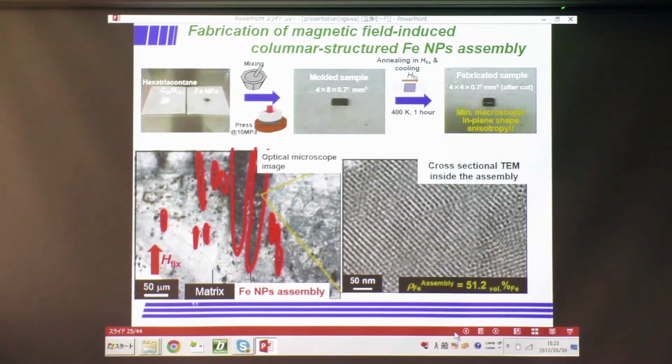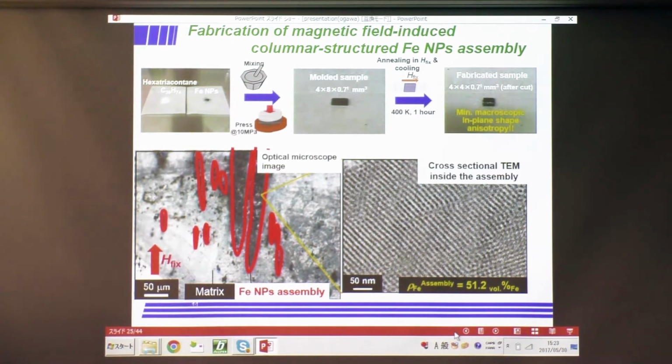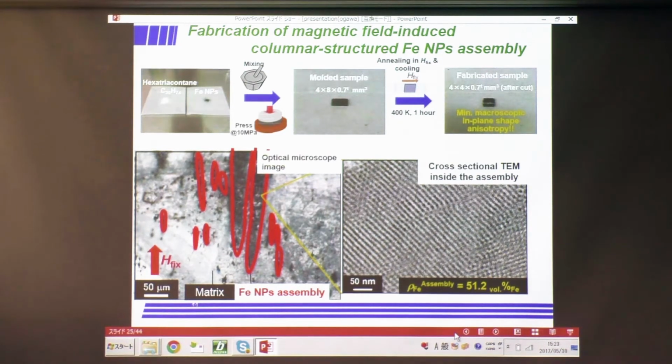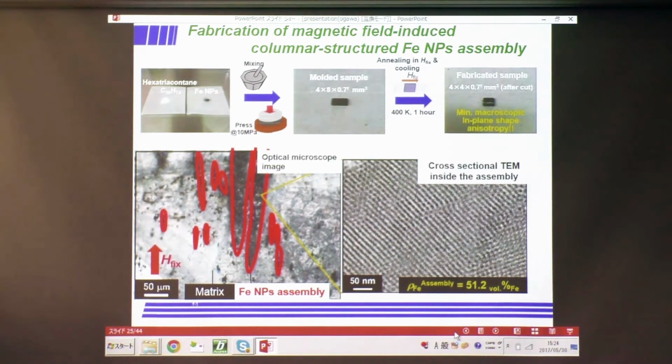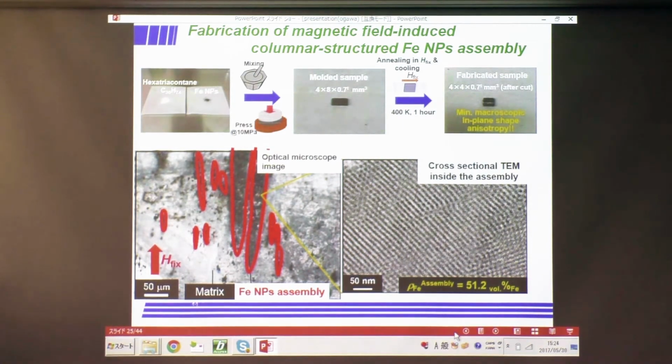And then this sample is annealed at 400 Kelvin for 1 hour in H-fix. H-fix is 10 kilo-oersted to 30 kilo-oersted. Then cooling down the sample, we can solidify the sample and cut it to this shape, 4 by 4 by 0.76 millimeter size, to minimize the macroscopic in-plane shape anisotropy.